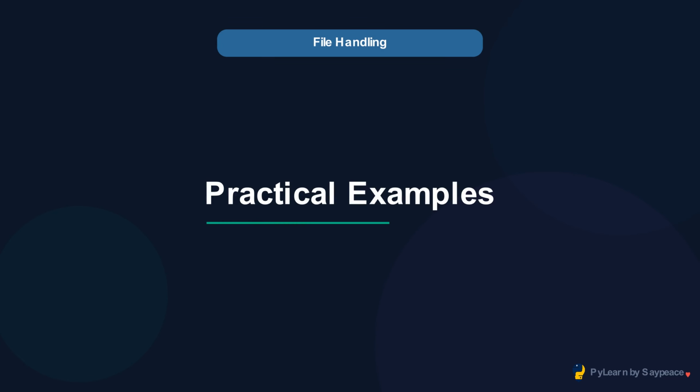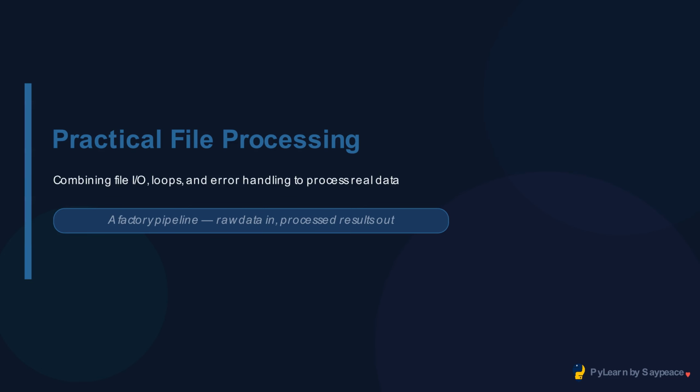Welcome to practical examples. Now let's put everything together. Real file processing means reading input, handling errors, processing the data, and writing output. This is the pattern behind most data scripts in the world.